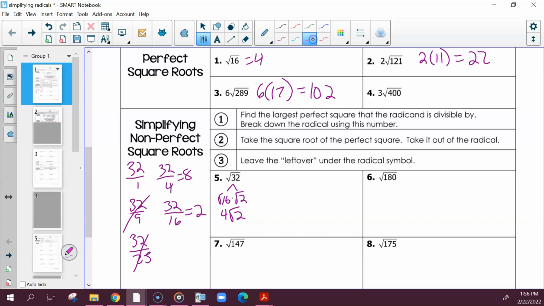The other way you could look at this is just think about your factors of 32. So let's say off to the side you had a little factor tree, 1 and 32, 2 and 16, 4 and 8.